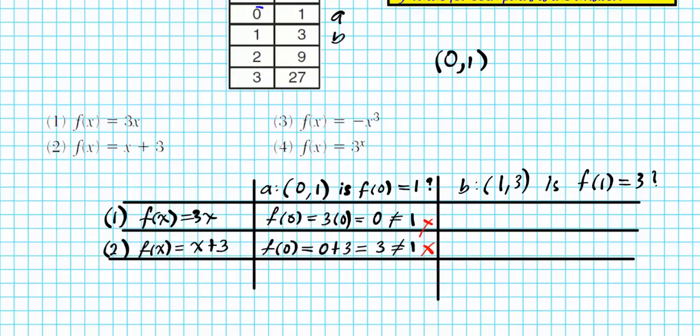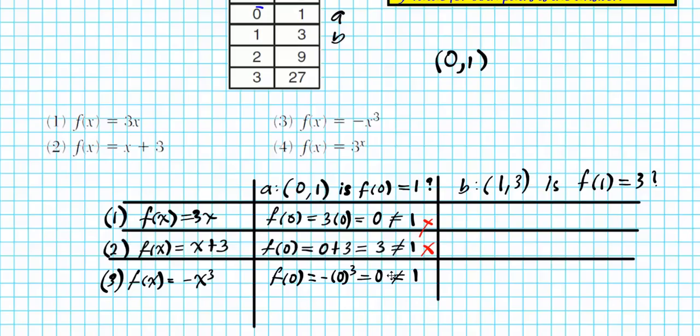Okay, let's move on to the next one. Option 3. Oh, we have a cubic function, f of x equals negative x to the third. Now the question is, f of 0, where f of x is negative x to the third, is it equal to 1? That's the question. Well, let's test it out and see. We just take the opposite of 0 to the third power. The opposite of 0 to the third power is just 0. Is 0 equal to 1?